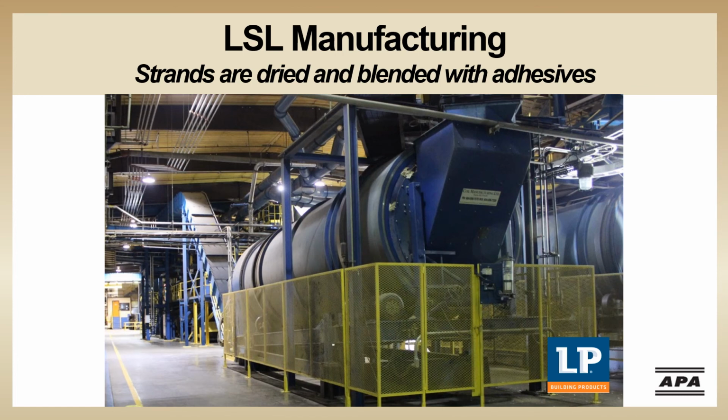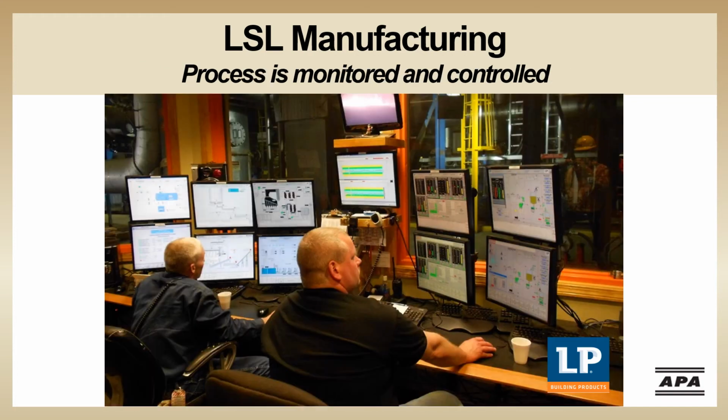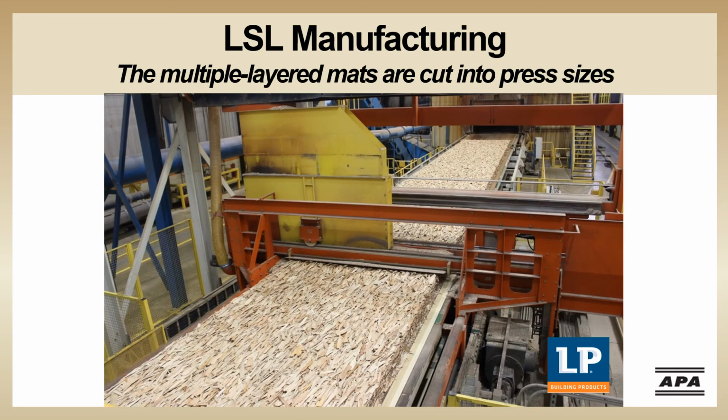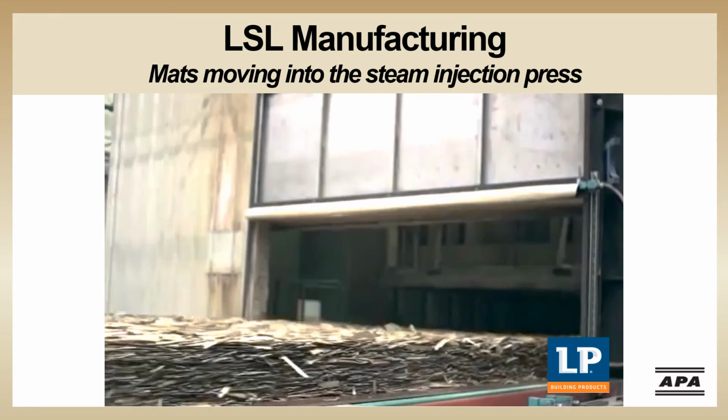The strands are dried and blended with adhesives, and this process is monitored and continually controlled. The strands are oriented lengthwise and dropped into mats. The multiple layered mats are cut into the press sizes. The mats are then moved on to the steam injection press.